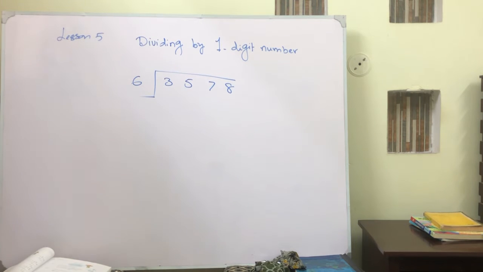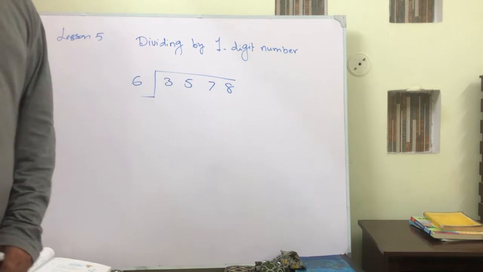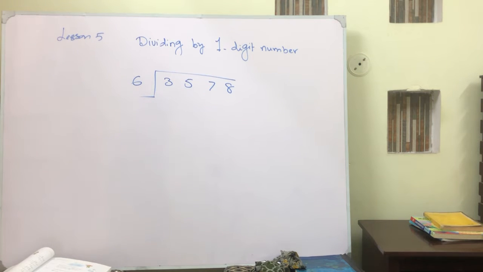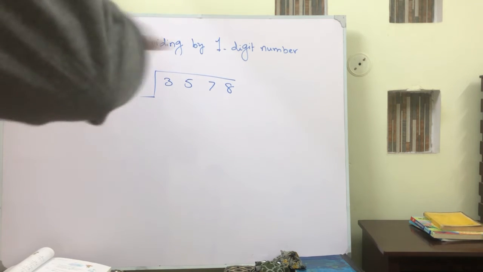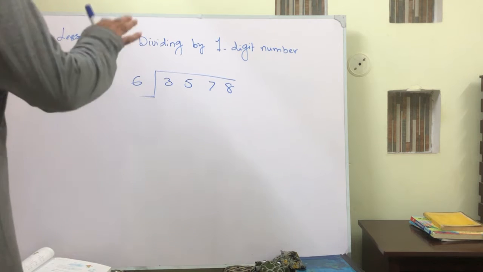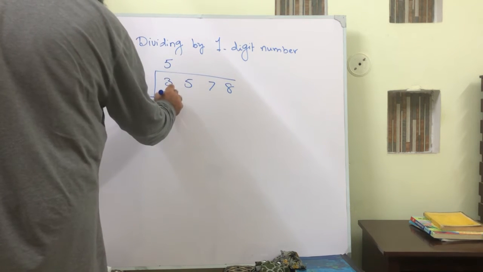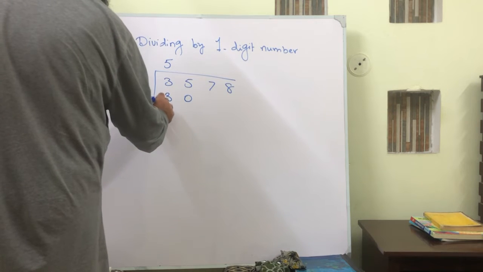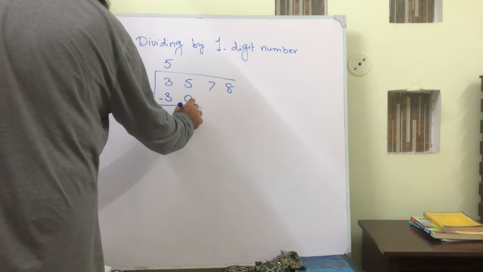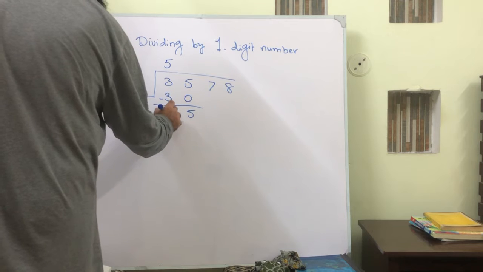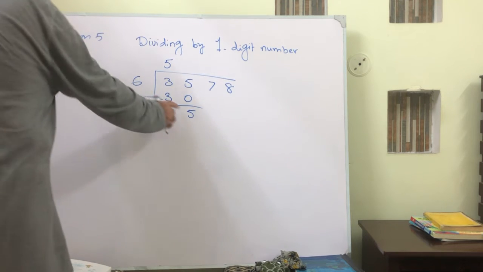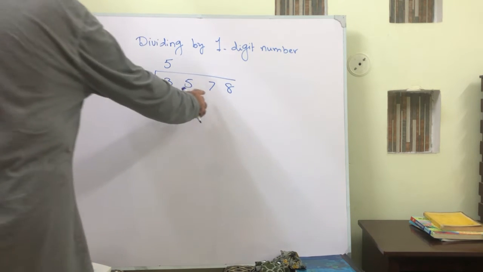6 6s are 36. It is more than 35. So we cannot use 6 6s are 36 because we need to be either equal or less than this. So we will be saying 6 5s are 30. Subtract, 5 minus 0 is 5. 3 minus 3 is 0. Put cross. Now 5 is less than 6. We cannot divide. Bring 7 down.